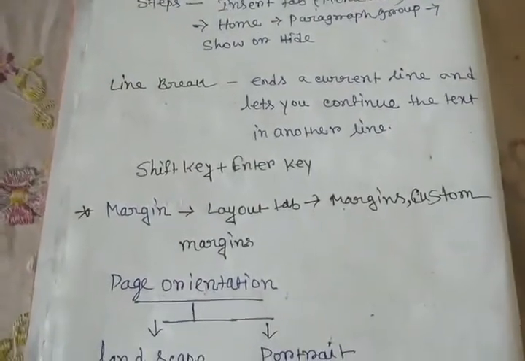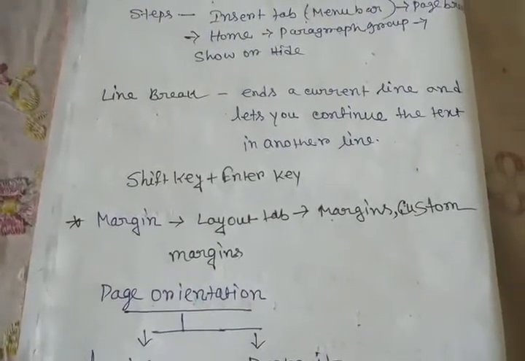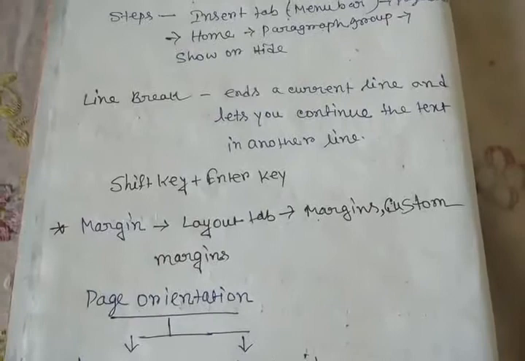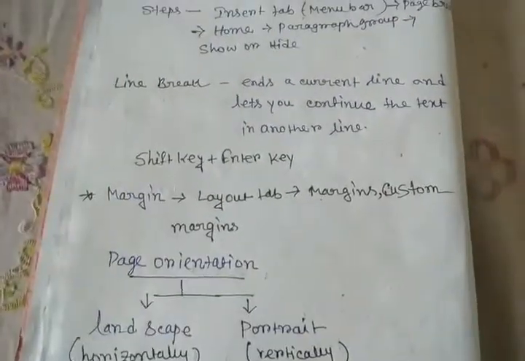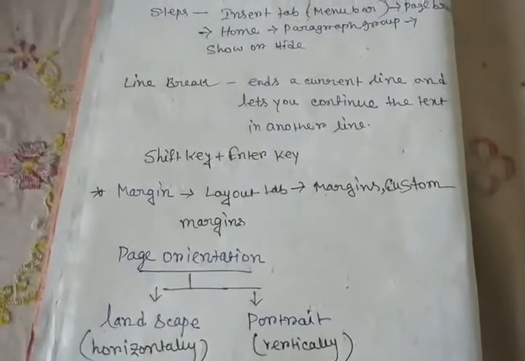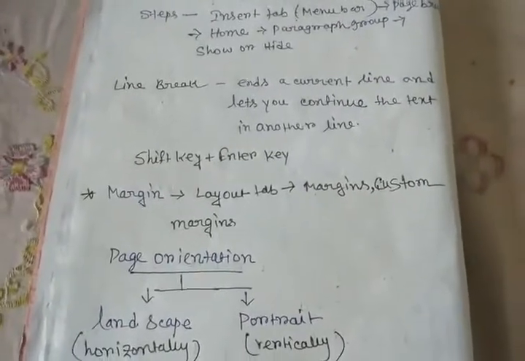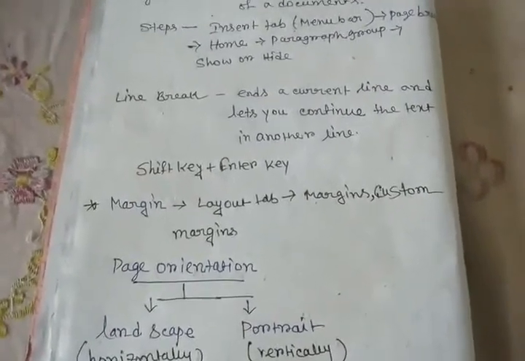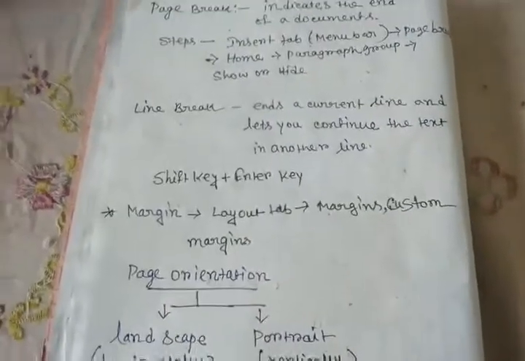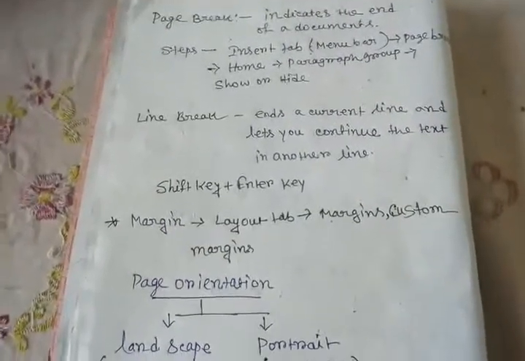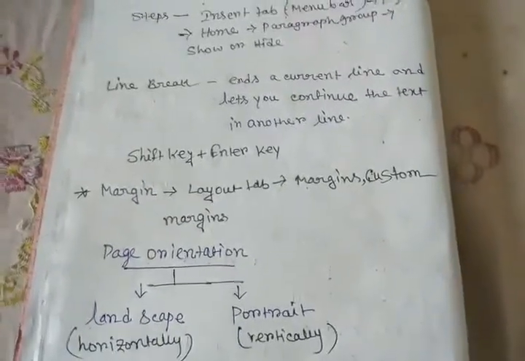What is a line break? It also ends the current line and lets you continue the text on another line. If you want to add a line break in your MS Word, then what to do? At first, you have to press the Shift key and Enter key together. Then you will be able to add a line break in your document or selected place.